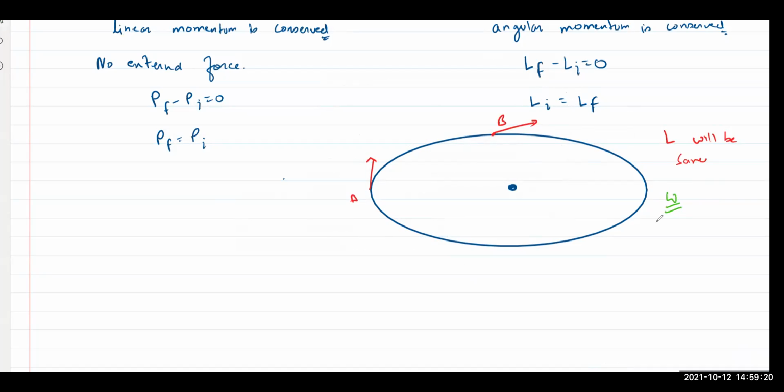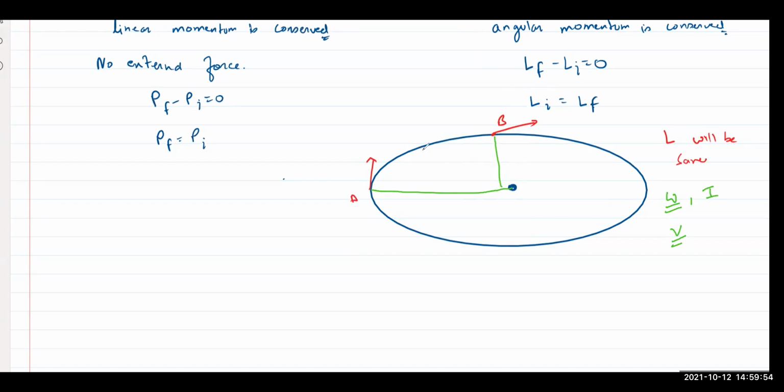Will omega be same? Tell me, will omega be same? Or will I be same? No, right? Got it? Because sir, यहाँ पे जो है वो distance ज़्यादा है, यहाँ पे distance कम है. So I will keep on changing. So as I will keep on changing, omega will also keep on changing.